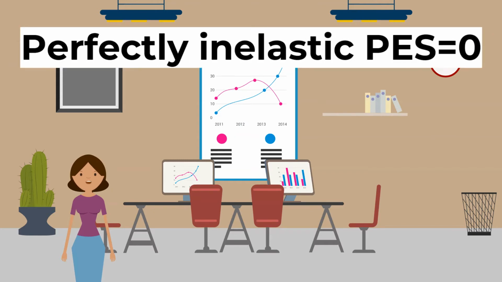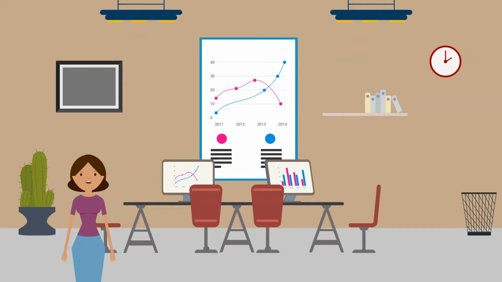Perfectly inelastic PES is where PES equals 0. This is where a change in price has no effect on output, so supply is completely unresponsive to price. This would be shown by a vertical line.